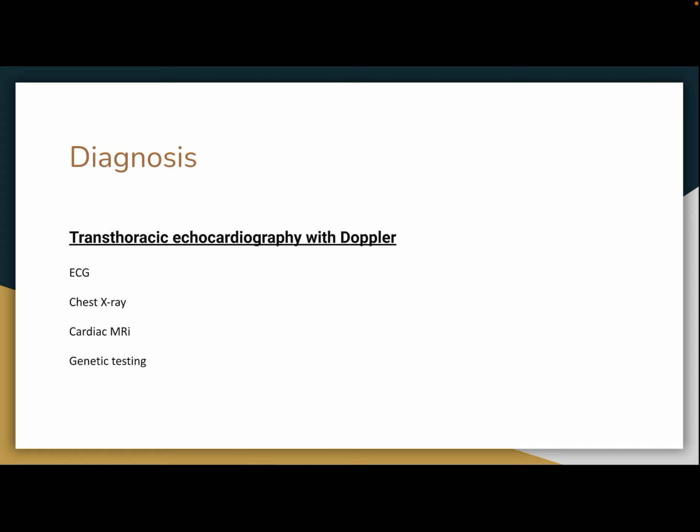The diagnosis. Here, echocardiography is the best initial and confirmatory test of the disease. Other investigations like ECG, chest X-ray, cardiac MRI, exercise testing, and screening for coronary artery disease or genetic disease can be done on a case-by-case basis. The indications for transthoracic echocardiography with Doppler, which is the gold standard for diagnosing this, are initial assessment of a patient with suspected hypertrophic cardiomyopathy, and repeat testing in a patient with a new cardiovascular event or change in clinical status.